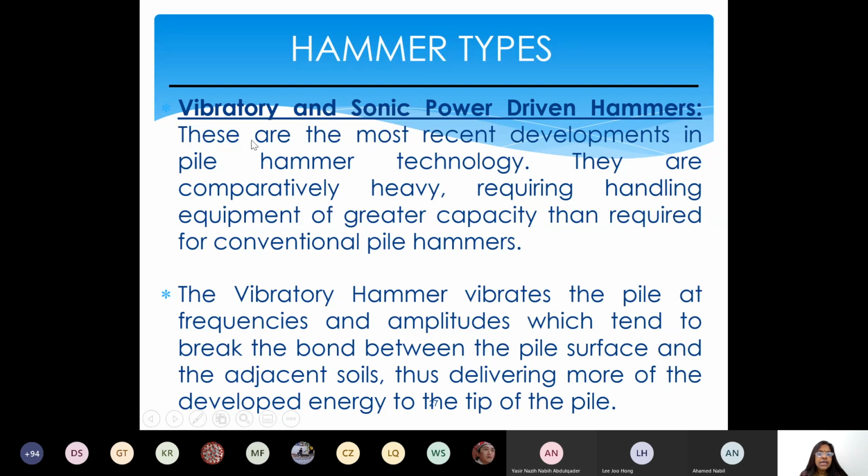Let me read this. These are the most recent developments in pile hammer technology. They are comparatively heavy, requiring handling equipment of greater capacity than required for conventional pile hammers. The vibratory hammer vibrates with the pile at frequencies and amplitude which tend to break the bond between the pile surface and the adjacent soil, thus delivering more of the developed energy to the tip of the pile.